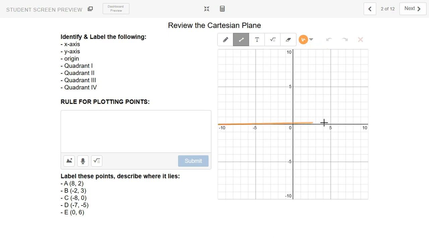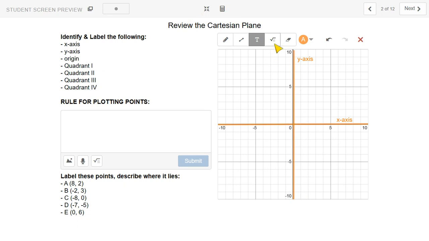We have going across is our x-axis. The x-axis, when you go to the right, the farther right you go, it becomes more positive, and the farther left you go, it's going to get more negative. Then the up and down system, we have our y-axis. So the higher up you go, the values become more positive, and the further down you go, the values become more negative.